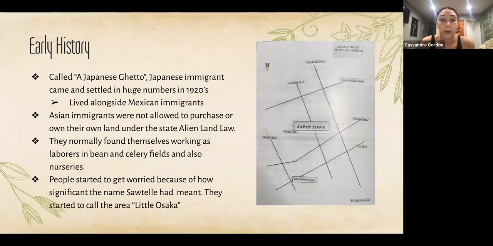Called the Japanese Ghetto, Japanese immigrants came and settled in huge numbers in the 1920s, and lived alongside Mexican immigrants as well. Asian immigrants were not allowed to purchase or own their own land under the state alien land law. They normally found themselves working as laborers in bean and celery fields and also nurseries. People started to get worried because of how significant the name Sawtelle had meant. They started to call the area Little Osaka.